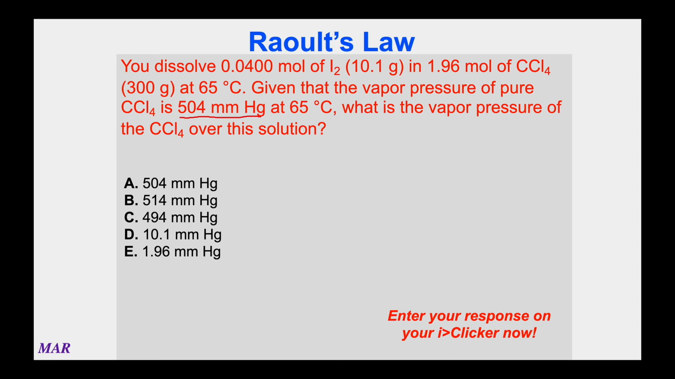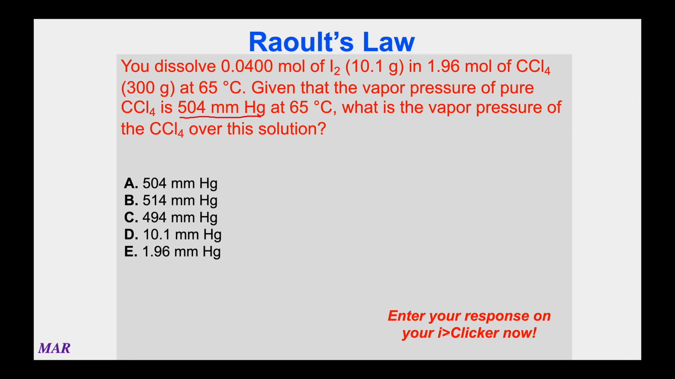That also means that the answer we're going to calculate here, the vapor pressure of the CCl4 in the solution, will be less than 504. Raoult's law is always about vapor pressure being lowered. You'll never have a vapor pressure equal to or greater than, and that's going to be pretty important, as we're going to see. So in this problem, what we need to do is first of all find the mole fraction of solvent, and that's mole fraction of CCl4.